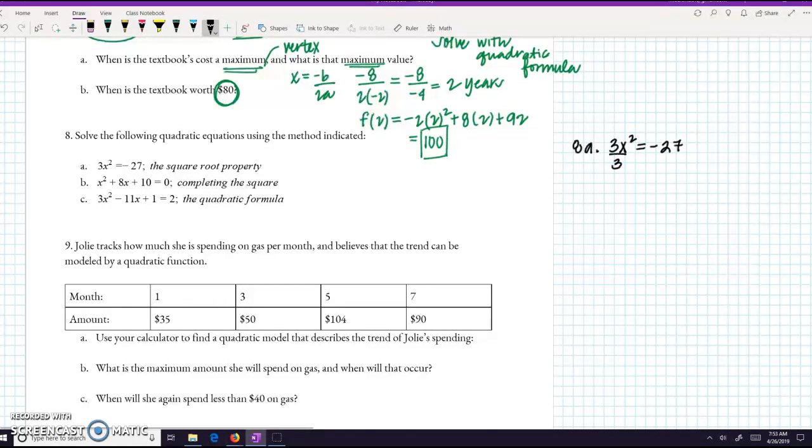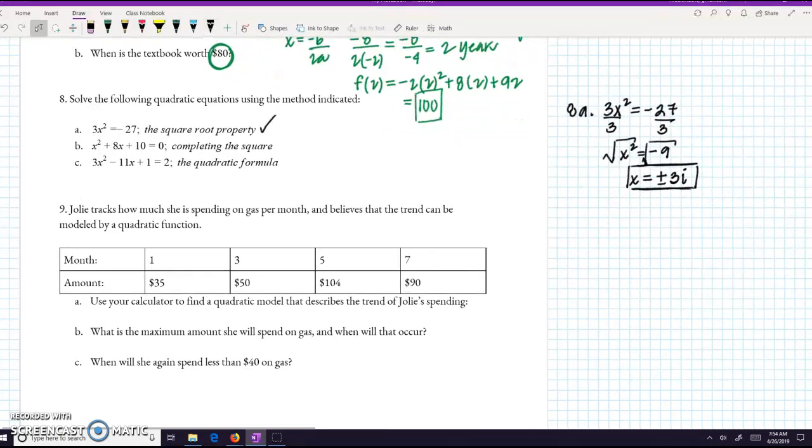So to get started here, I'll divide both sides by 3. So we'll end up with x squared is equal to -9. And then this is where we use the square root property. We just square root both sides. But the issue here is that we're taking the square root of a negative. And so when we square root 9, we get 3. But because it's a negative, we have to bring along an i. So we'll have plus or minus 3i for part A.